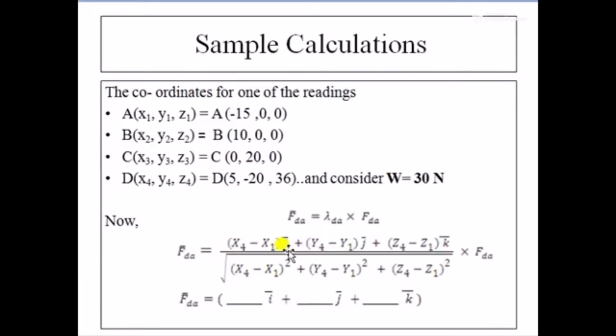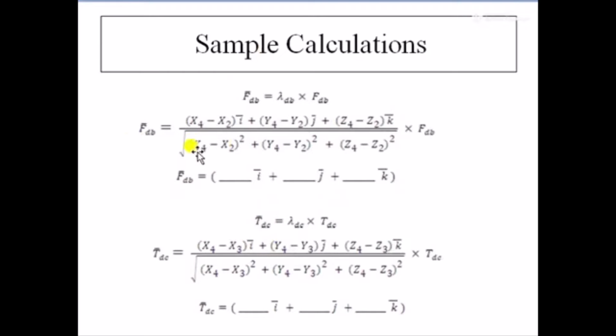The formula will be (x4 minus x1) into i bar, (y4 minus y1) into j bar, (z4 minus z1) into k bar, divided by square root of the sum of squares of each of the brackets, multiplied by this FDA. This initial part is lambda into DA, that is the unit vector, and this is the force. Now we don't know the value of F into DA, so we'll express this equation F bar into DA in terms of FDA, and we will multiply with the unit vectors of each of the axis. So moving ahead, this is the formula for FDA, that is our first force member.